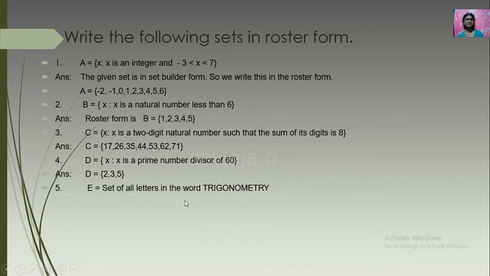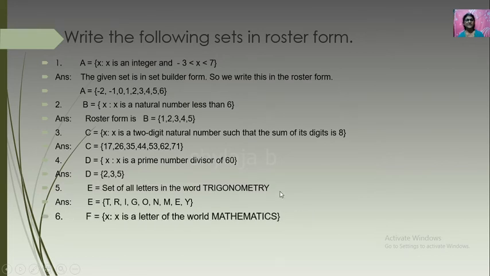Come to the fifth one, set E, the set of all letters in the word trigonometry. Which letters are there in trigonometry? Write that: T, R, I, G, O, N. O is repeated, but we cannot write it again. M. Then E, T, R, Y. T is repeated, we cannot write this. R is repeated, we cannot write it. So these are the elements present in the set of letters in the word trigonometry.